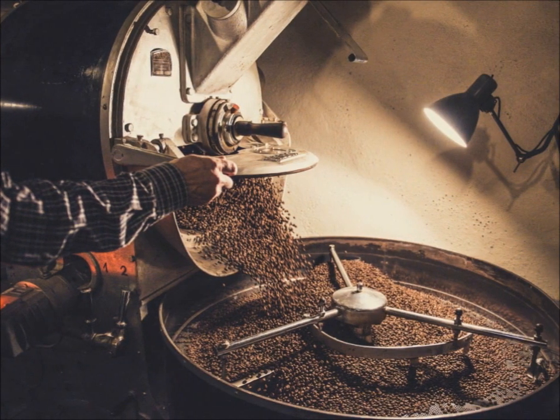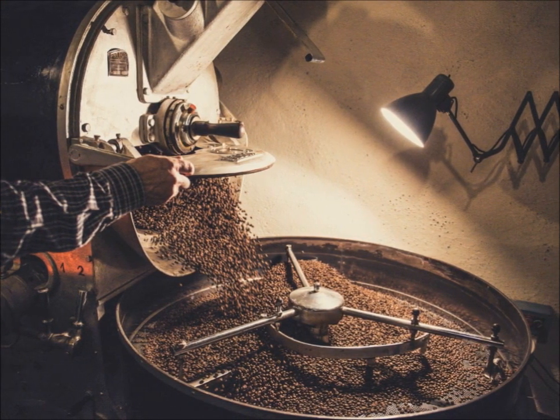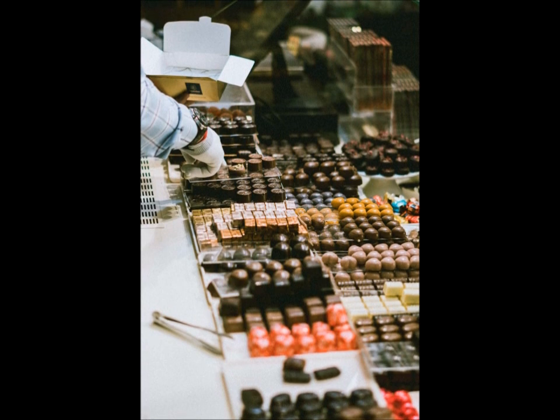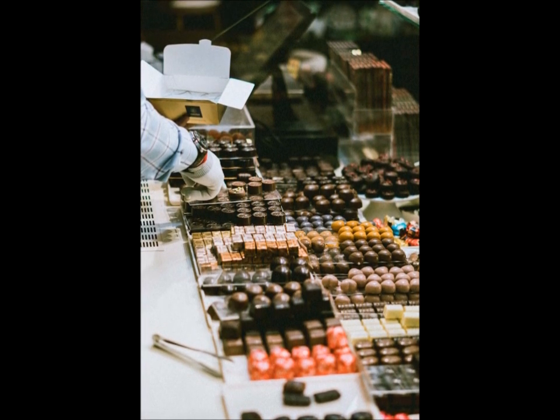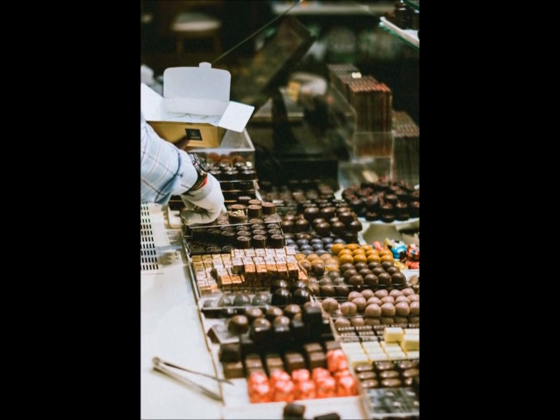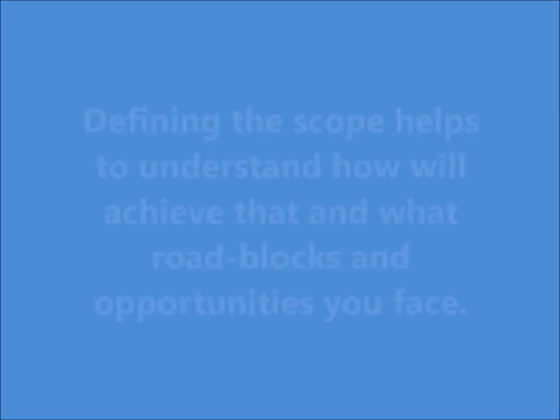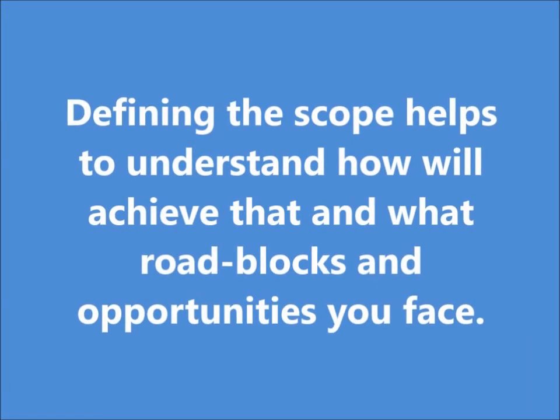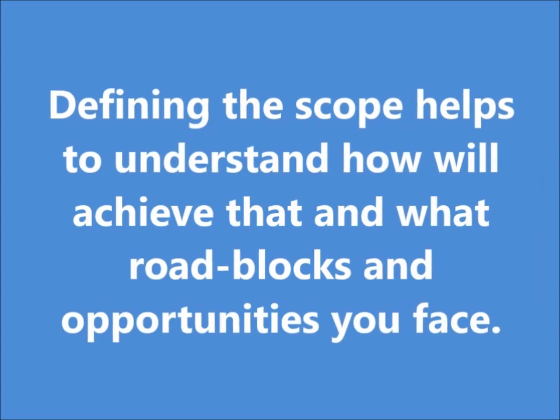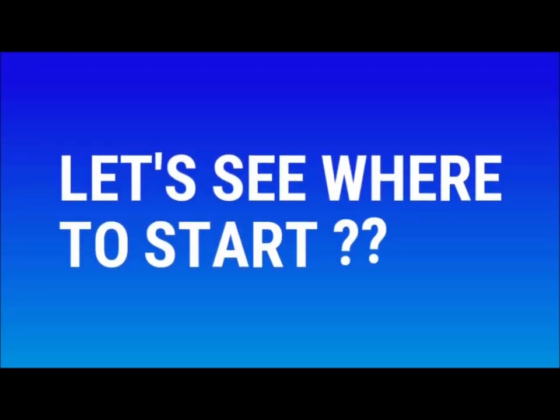First, the organization has to decide what it is that your company does. Let us assume that your scope is manufacturing of wheat-based bakery products and the distribution of them. Defining this helps to understand how we'll achieve that and what roadblocks and opportunities you face. Let's see where to start.